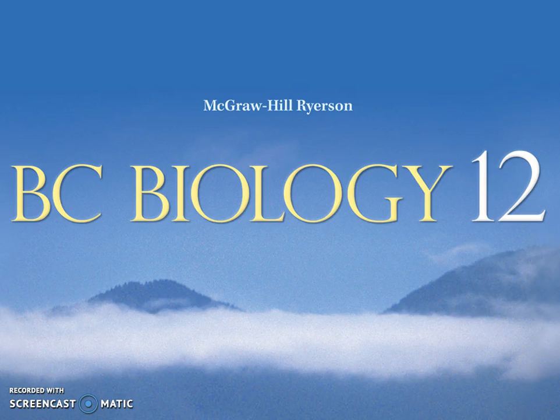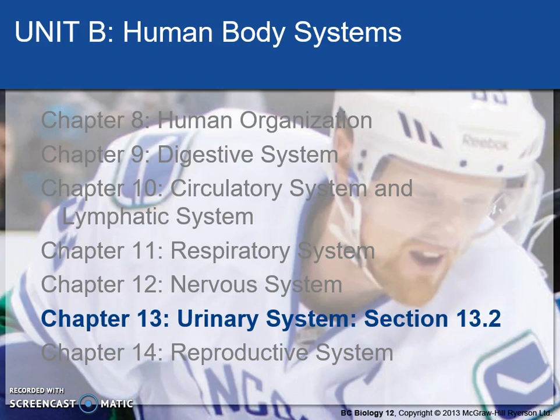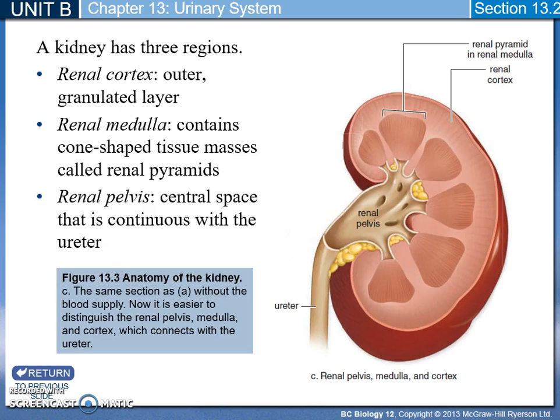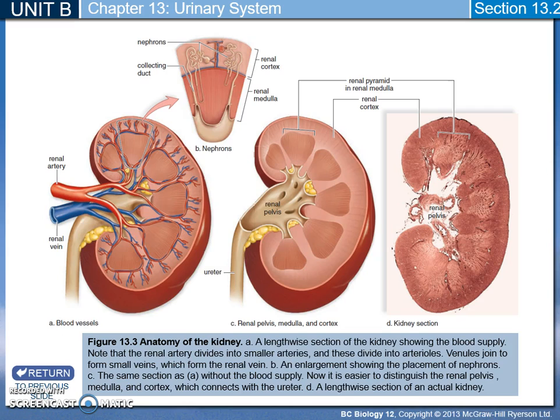This video is going to cover section 13.2, which looks at the structure of the kidney in a little bit more detail. The kidney's blood supply is supported by many branches of the renal vein and renal artery. And the kidney has three regions. It has the renal cortex, which is the outer granulated layer. It has the renal medulla, which contains cone-shaped tissue masses called renal pyramids. We have the renal pelvis as well, which is the central space that's continuous with the ureter.